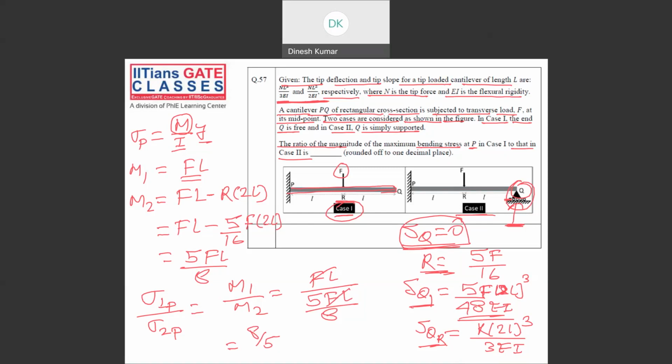Not 8 by 5. If you solve this, you will get 3 FL by 8. M2 will be 3 FL by 8. So it is 3 FL by 8. So the answer is L by 8 by 3. So guys, again check, your M2 is 3 FL by 8. Okay, so M1 by M2 will be 8 by 3. So 8 by 3 is nothing but 2.67 is the answer.